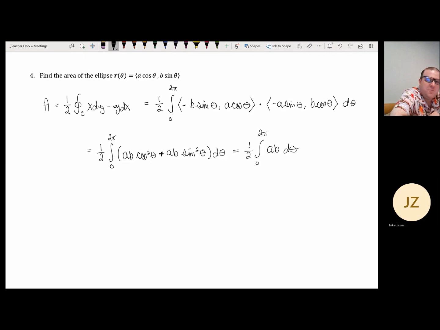Just get one half the integral from 0 to 2 pi of ab, which equals pi times a times b, which is the geometric formula for area of an ellipse. Proven using calculus now.